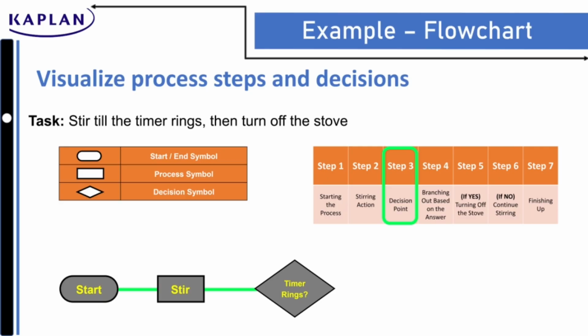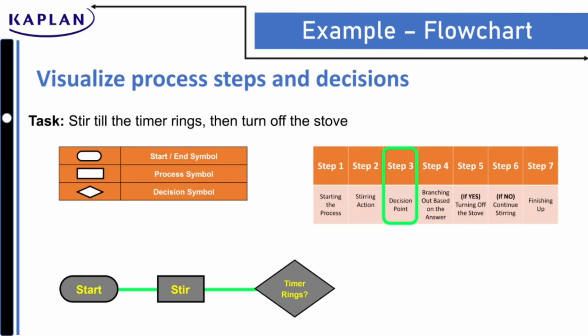Step 3. The decision point. Now things get interesting. Since we only want to know when to turn off the stove once the stirring is complete, we need to introduce a decision point. Here's where the decision symbol comes in. Draw this symbol and write the question, timer rings, inside it. This symbol represents the point where we need to check if a specific condition is met. In this case, the timer going off.